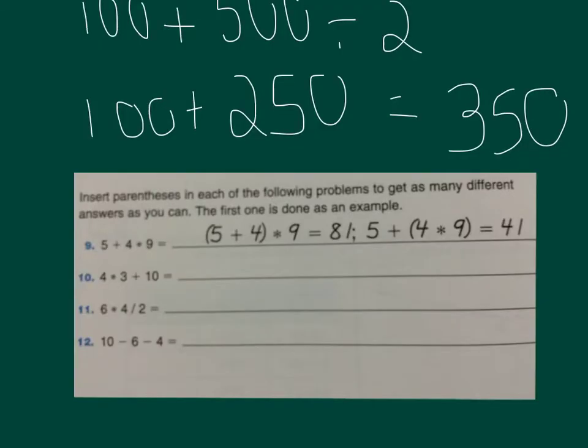The next question is actually kind of fun because you get to explore how to use parentheses in different parts of the equation and see how many different answers you can get. Number 9 has been done for you so that you can see how when you put parentheses around 5 plus 4 right here times 9, you get 81.